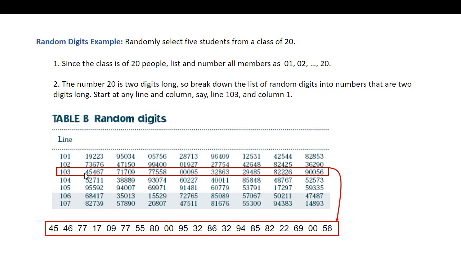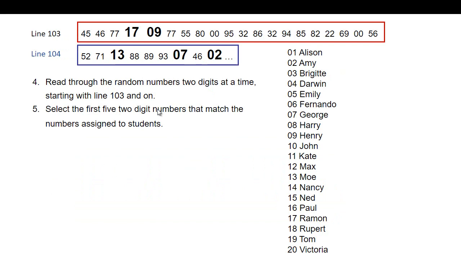So the digits that I have, I'm going to break them into groups of 2: 45, 46, 77, 17, 09, 77, 55, 80, and so on. So I broke them down into 2-digit numbers. And then once I have done that, I read through the random numbers 2 digits at a time, starting with line 103 and on, and we select the first five two-digit numbers that match the numbers assigned to the students.